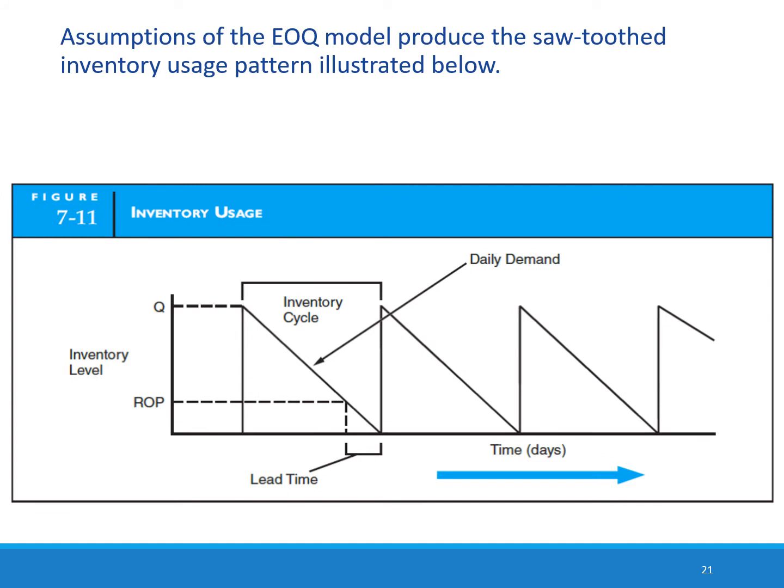The assumptions of the EOQ model produce the saw-toothed inventory usage pattern illustrated below. Here we explain the quantity, the level of the inventory, and this is the daily timing of requisition. We can see here the daily demand drops and goes up. Then this is the inventory cycle, meaning the cycles of ordering and receiving. It shows that there is a lead time in every inventory cycle, so it shows that it's not efficient. The EOQ model is not that efficient for handling the inventory ordering process.